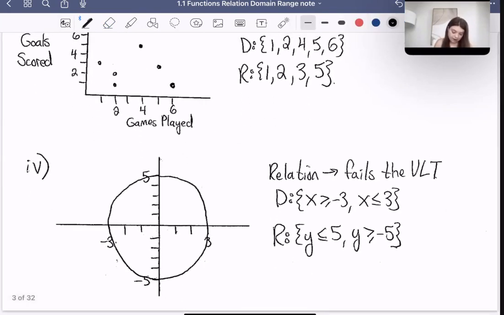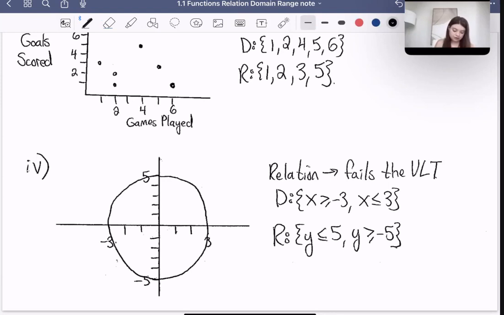All right, let's take a look at this one. Is this a function or a relation? Well, this one would be a relation because it fails the vertical line test. I could draw a vertical line here or in many other places, and I would get 2 points on my graph. And so, therefore, it's a relation and not a function.